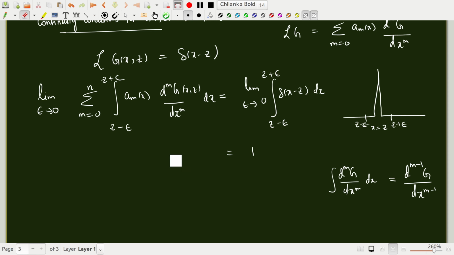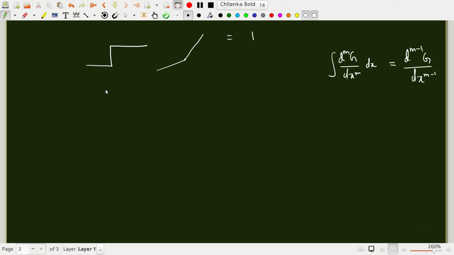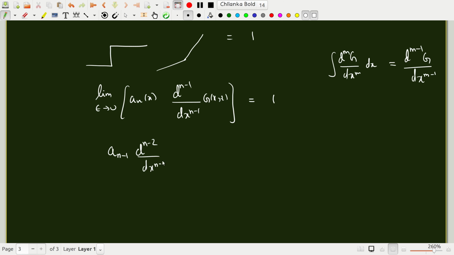But if I integrate the step function further, all the lower derivatives will become continuous. Although they have discontinuous slopes, the function itself will be continuous. So what we can say therefore is that, in the limit epsilon tends to 0, a n of x, the highest derivative, when integrated will give me d n minus 1 g of x z, which will become 1. But all the other terms, a n minus 1 d n minus 2 by dx n minus 2 g of x z, integrated between z minus epsilon and z plus epsilon, will become 0.